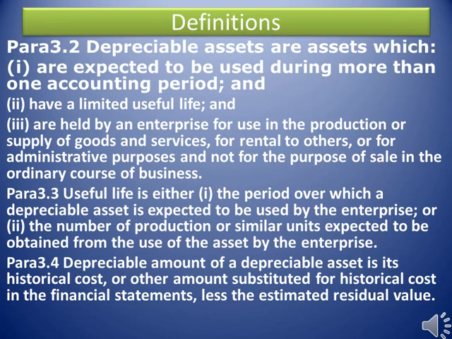Para 3.3 Useful life is either 1. The period over which a depreciable asset is expected to be used by the enterprise, or 2. The number of production or similar units expected to be obtained from the use of the asset by the enterprise. Para 3.4 Depreciable amount of a depreciable asset is its historical cost or other amount substituted for historical cost in the financial statements, less the estimated residual value.